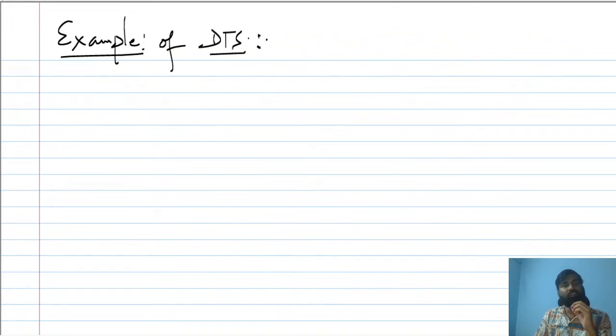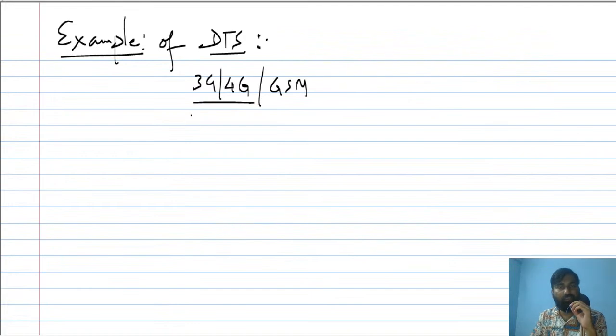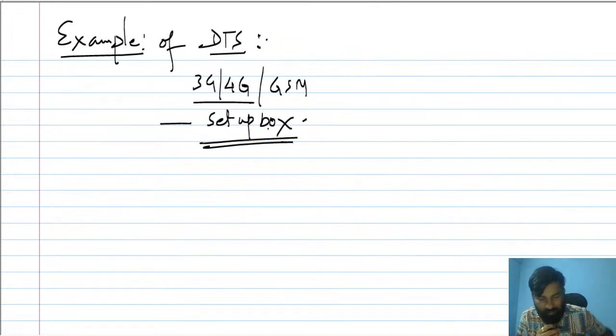Okay, so can somebody tell me what are examples of discrete time signals in real life? Isika, can you tell me the examples of discrete time signals? See, there are different examples. You can say your modern 3G, 4G, or sometimes GSM, set-top box. All these things are discrete time signals.